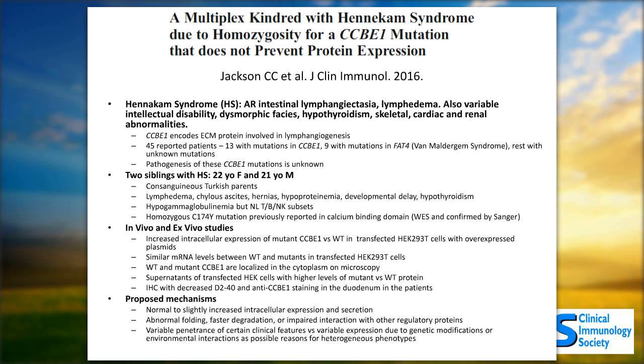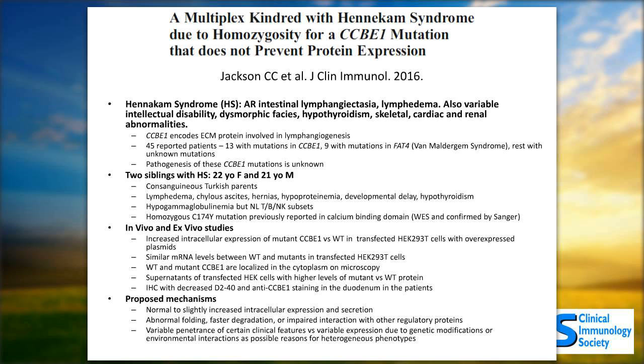Basically, CCBE1 encodes an extracellular matrix protein that's involved in lymphangiogenesis. Of the 45 reported patients with Hennekam syndrome, only about 22 have been found to have mutations associated with the syndrome. However, the majority have unknown mutations, and the pathogenesis of the CCBE1 mutation is unknown.